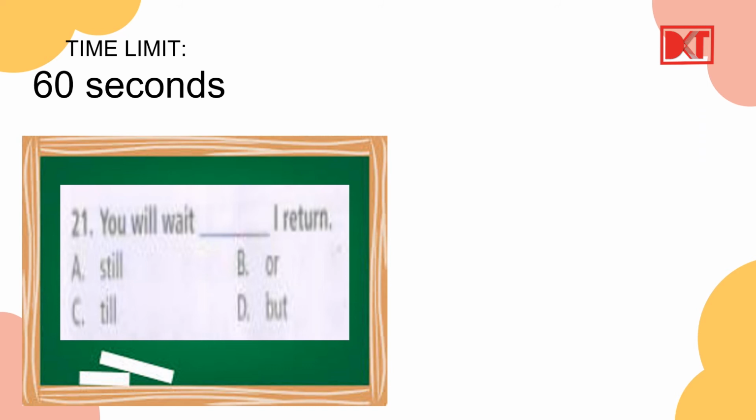You will wait dash I return. A, still I return. B, or I return. C, till I return. Or D, but I return. The correct answer is C, till I return. You will wait till I return. This is the conjunction of time. Till when will this person wait? Till I return. Providing information about time. Alright.